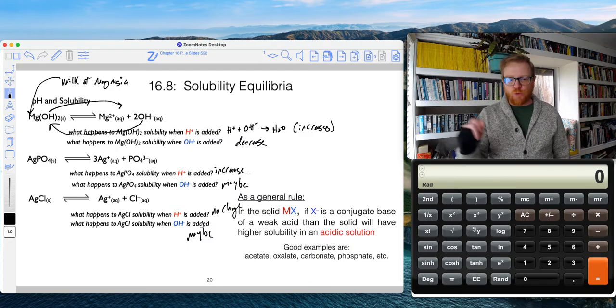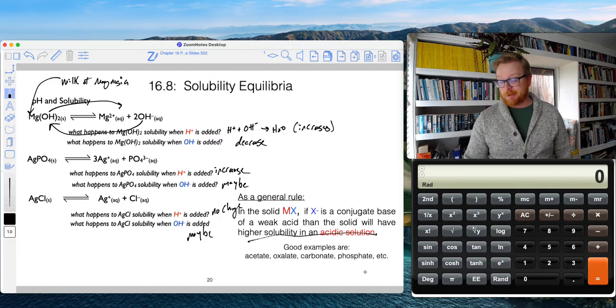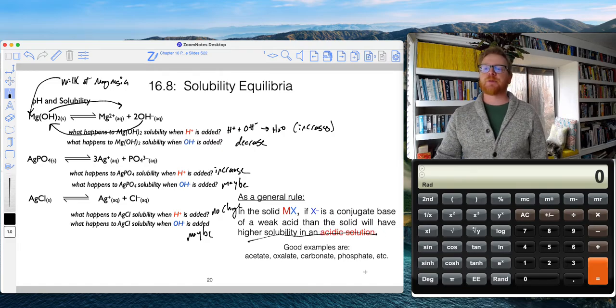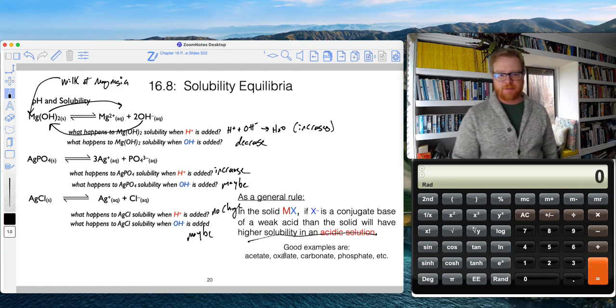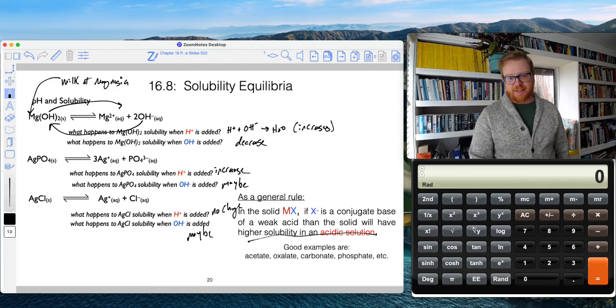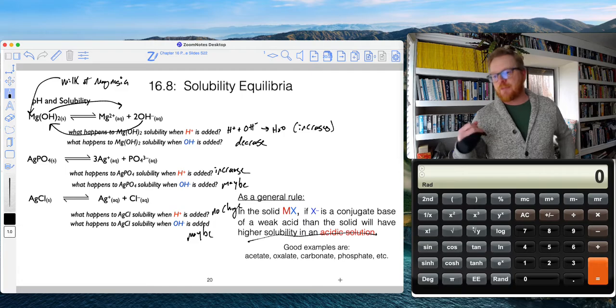But one general rule that we can come up with is, in the solid MX, if X minus is a conjugate base of a weak acid, then the solid will have a higher solubility in acidic solution. Okay, because that H plus is reacting with the conjugate base. And so excellent examples of these are acetate, oxalate, carbonate, and phosphate.